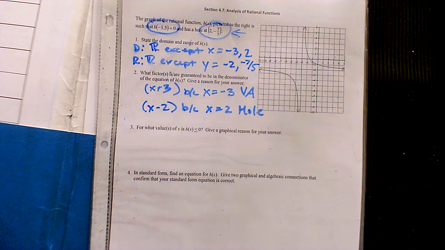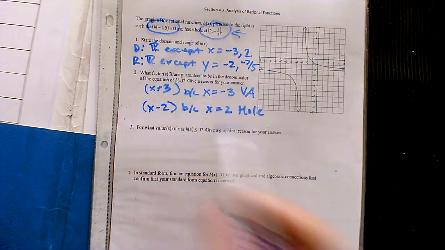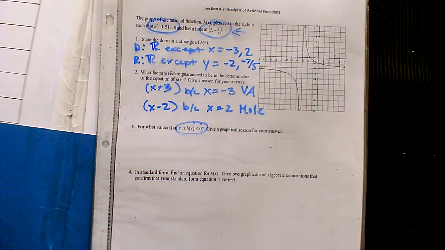Okay, so holes and vertical asymptotes are restricted values, undefined locations, no physical points there, aka the bottom of a fraction is 0. It doesn't work. What about 3? What values of x give this graph a value less than or equal to 0? Kind of a throwback question here.